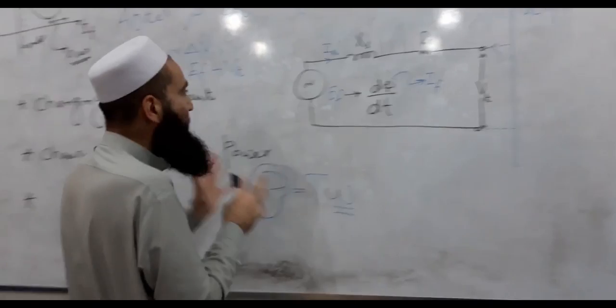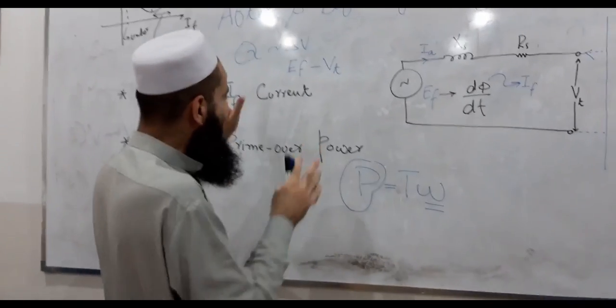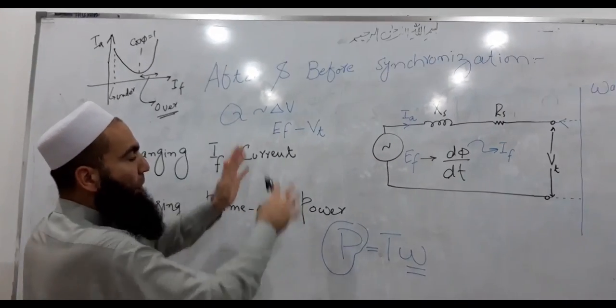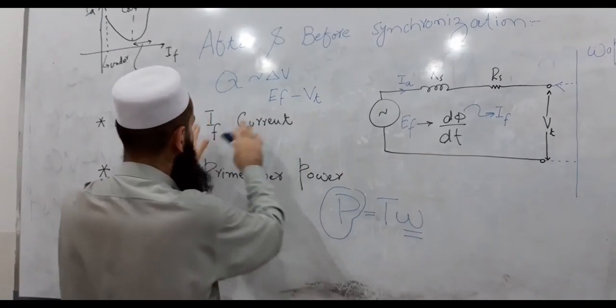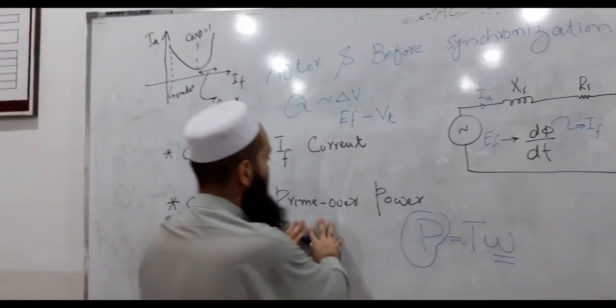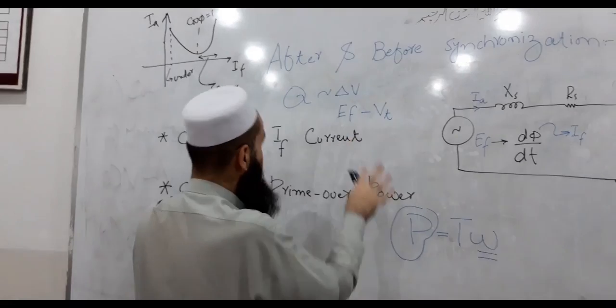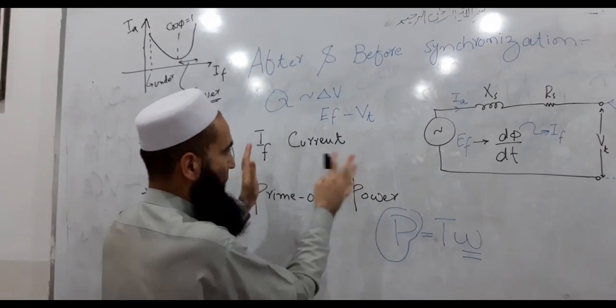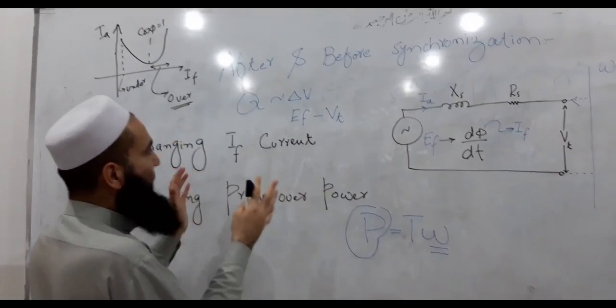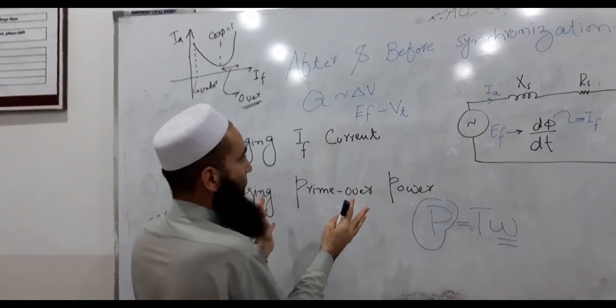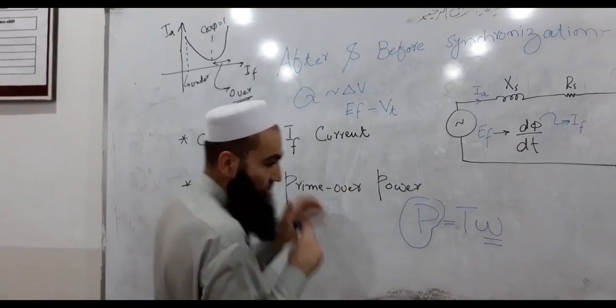So let's now move towards the circuit and show you what will happen before and after synchronization by varying the field current and by varying the prime mover power. So I hope the theory is now clear. I even talked about the theory in the lectures. So now let me demonstrate this concept with the help of the demonstration. So let's move toward the circuit now.